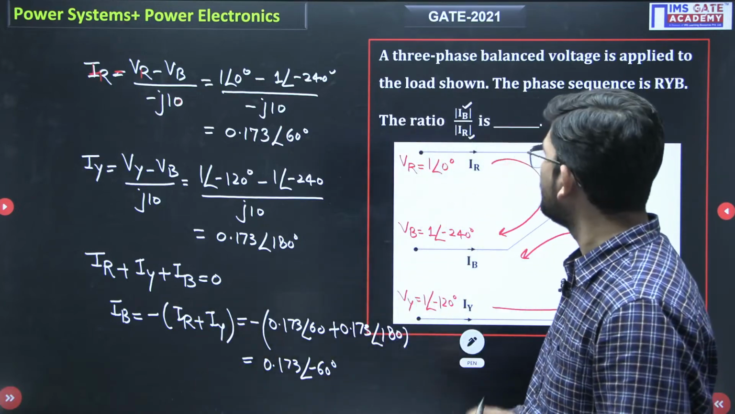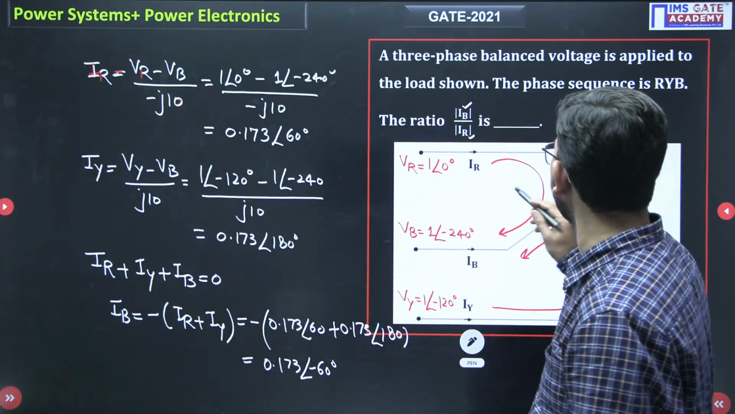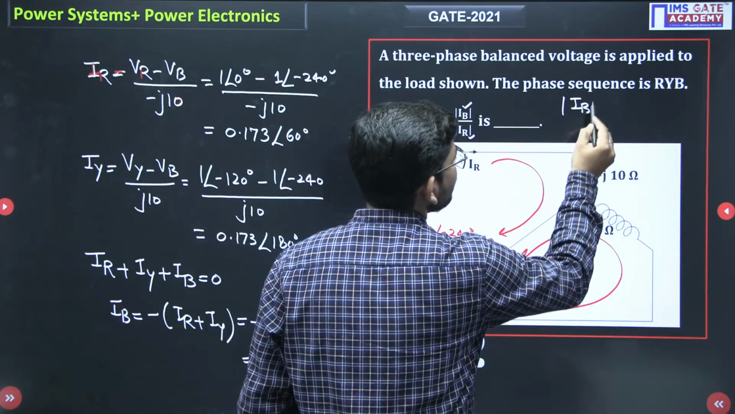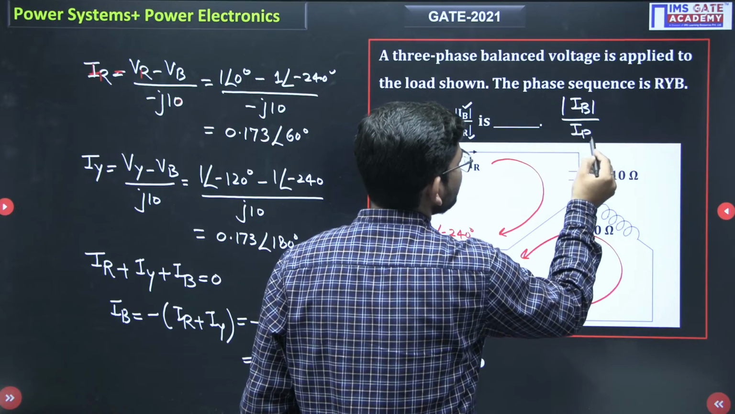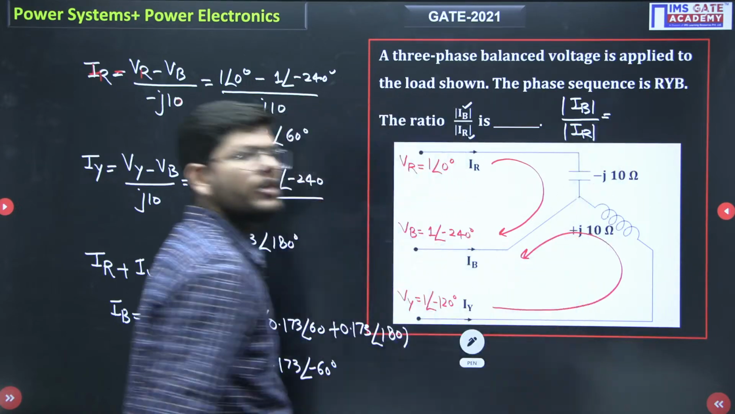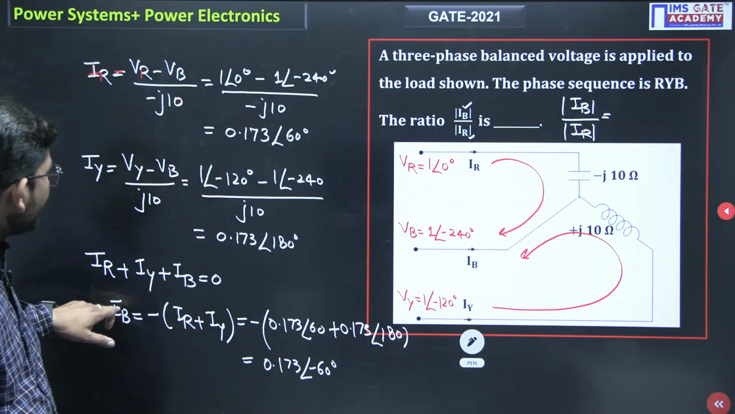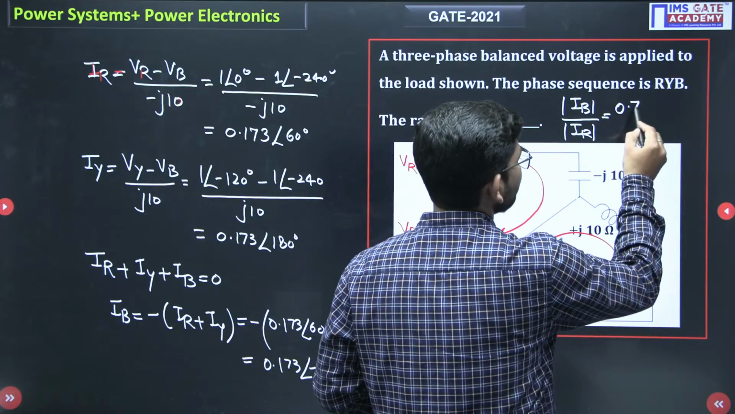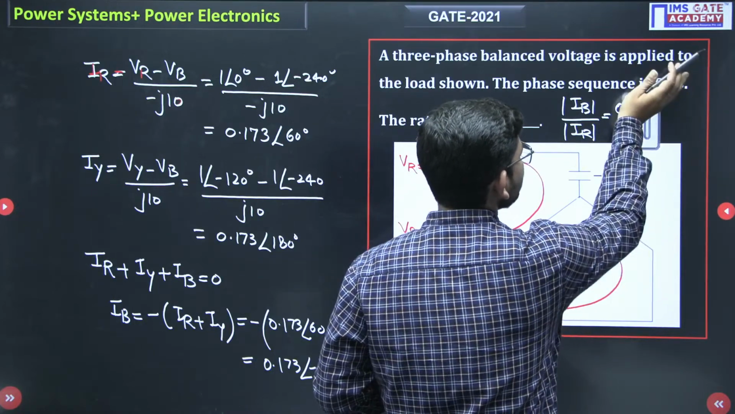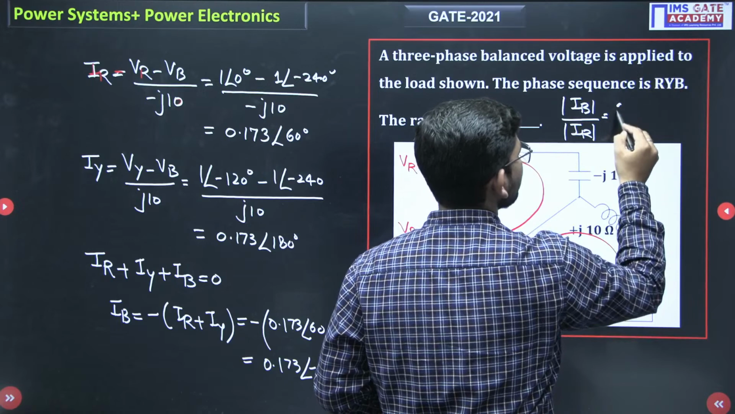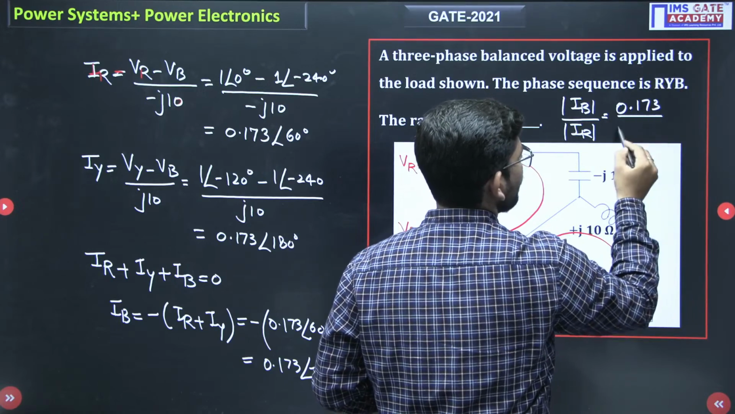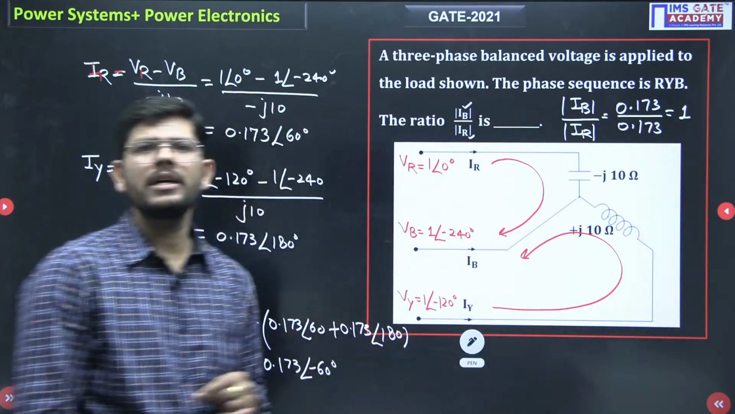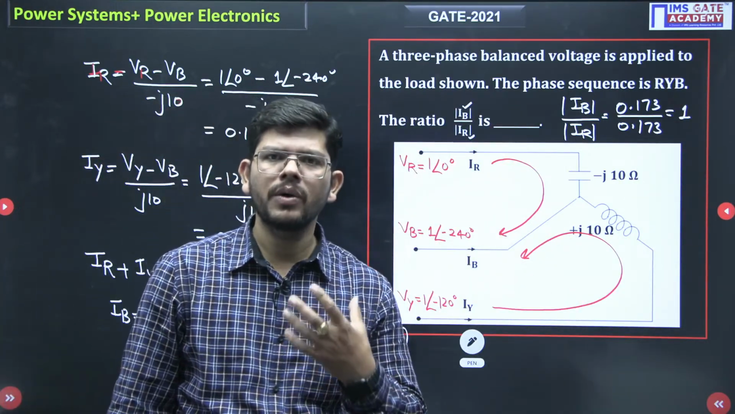Now we have to calculate the ratio of IB to IR. So what will be the ratio of the modulus of IB to the modulus of IR? It means we have to take only the magnitudes. If you see here, both IB and IR have the same magnitude; angles are different. So 0.173 divided by 0.173, and how much will we get? 1. So the answer for this question is 1.